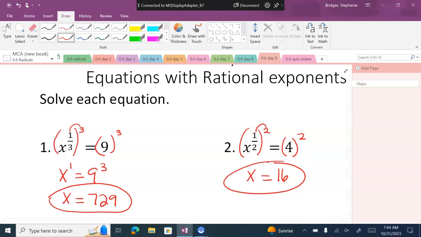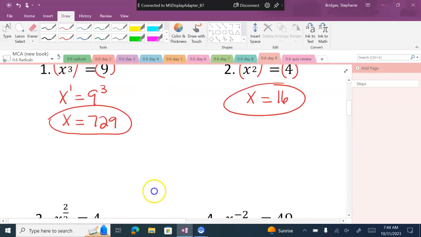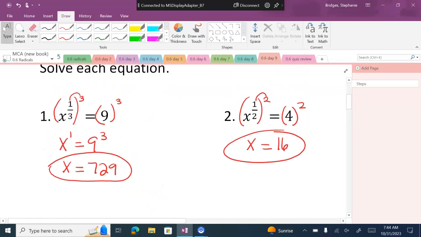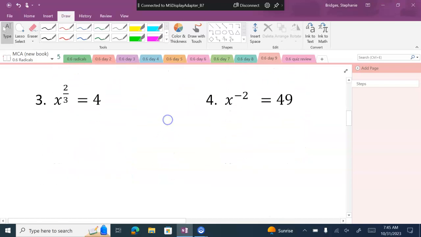Is everybody kind of okay with this? When you have the variable, like x to the 1/3, x to the 5, when you raise it to the reciprocal, yes, it will always be x to the first. All right, let's take a look at this one.